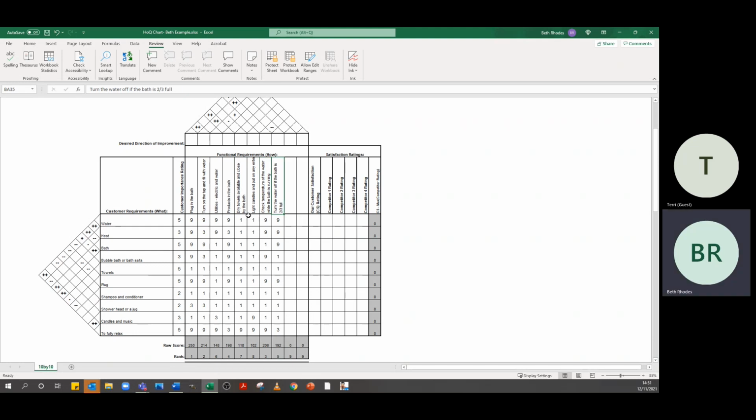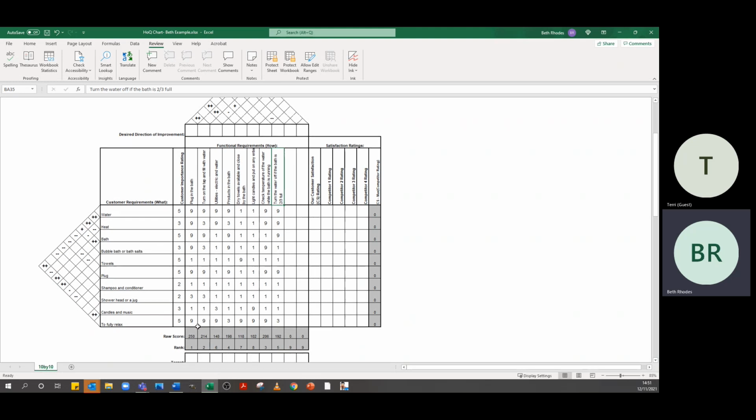And then we've rated their importance against one another, so versus each other. And that has given us our rank and our raw score. So we know the most important thing about making a bath is having a plug. No plug, no bath. No plug, no bath, definitely.